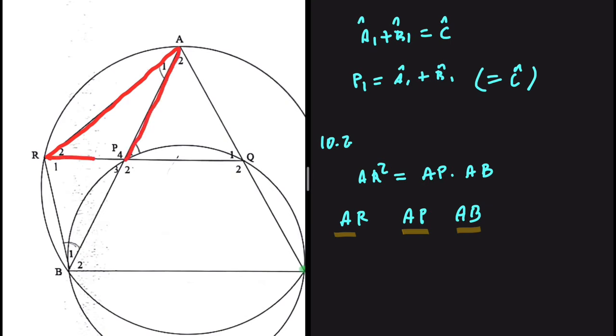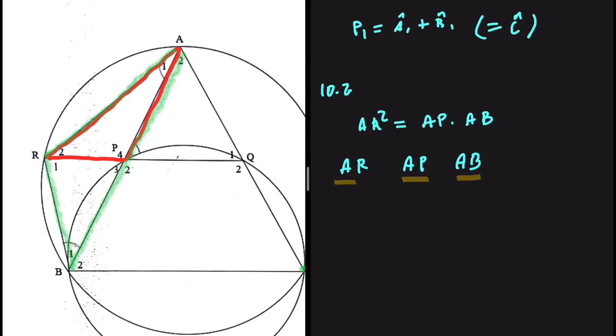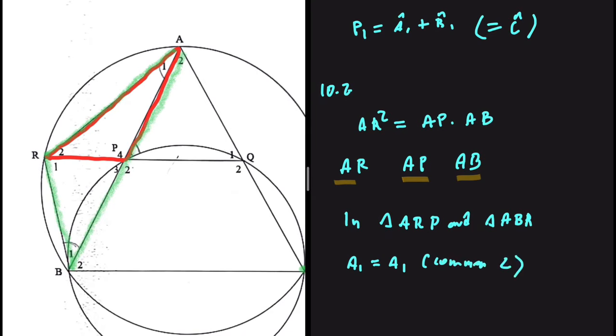And then if we join R and P, we have a triangle. And then another side we have is AB. So it seems like we are also interested in this triangle. We have to state that we're interested in triangle ARP and triangle ABR. So in those two triangles, angle A1 is equal to angle A1. Why are we saying that? It is just a common angle. It's shared by the two triangles.